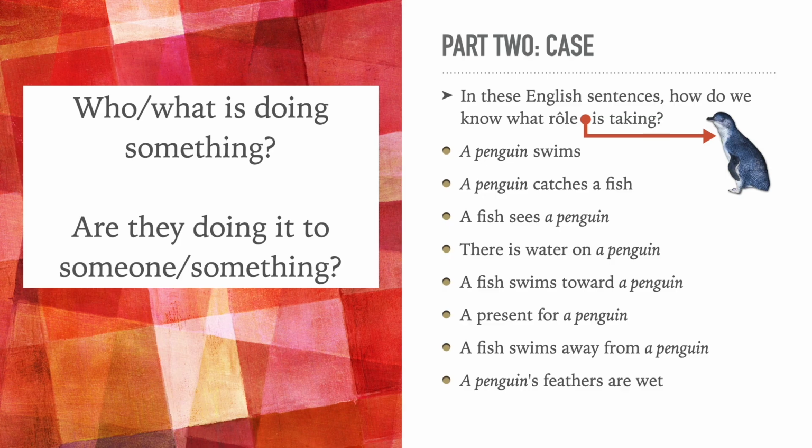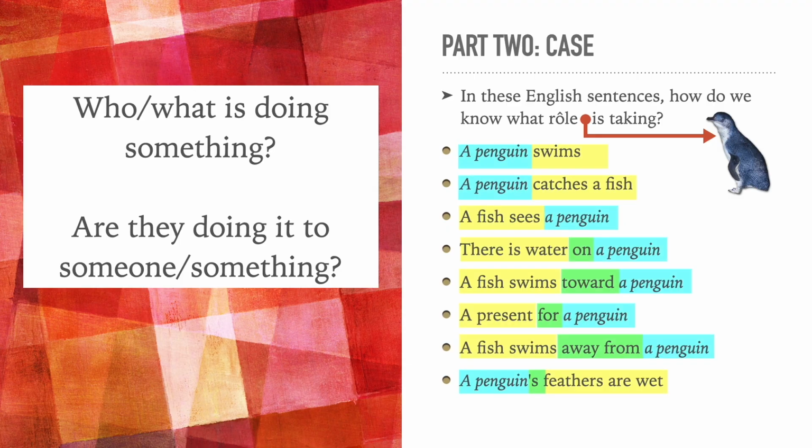And we can see that in the very first two, a penguin swims and a penguin catches a fish, in both of these cases, the penguin is actively doing something. Whereas in the third example, a fish sees a penguin, we can see that it's not the penguin who is doing something, it's a fish. But the penguin is the recipient of that action. It's having something done to them.